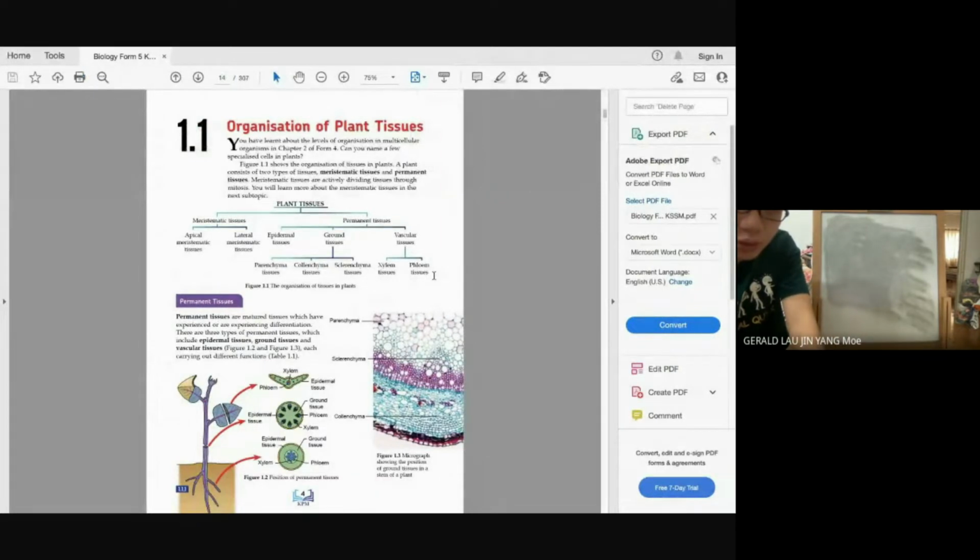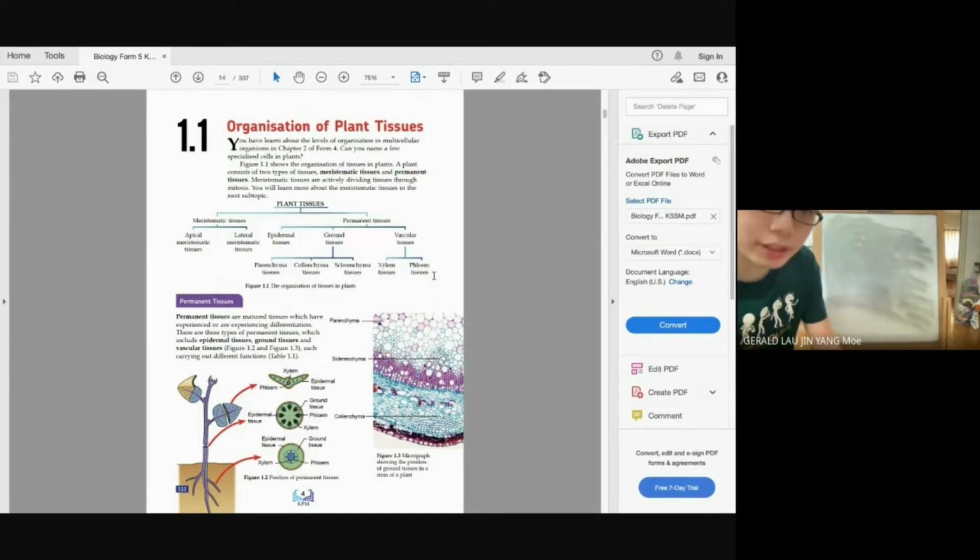What types of tissue? We have previously learned in human that there are a few types of tissue in your Form 4 syllabus. So now in terms of plant, we have two types. We have meristematic and permanent tissue. Meristematic means it's not permanent. It can grow and grow and it helps the plant to grow. It keeps growing and moving. Whereas permanent, that means it's already kekal, permanent. It will not move anymore, okay?